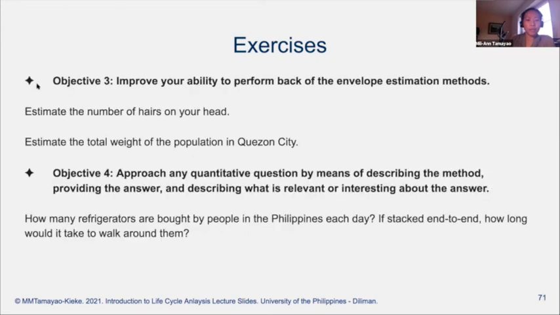Objective 3, improve your ability to perform back of the envelope estimation methods. So for fun, estimate the number of hairs on your head. And second, estimate the total weight of the population in Quezon City. And then objective number 4, approach any quantitative question by means of describing the method, providing the answer, and describing what is relevant or interesting about the answer. Okay, so the task is, how many refrigerators are bought by people in the Philippines each day? If stacked end to end, how long would it take to walk around them?